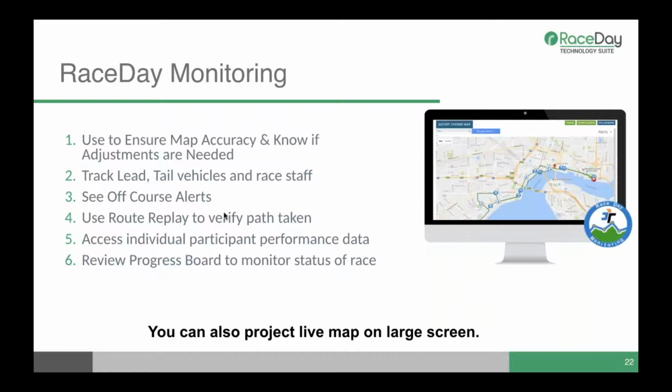And then with monitoring, you can see off-course alerts. You can use route replay to verify the participants have run the correct path, and then you can access the individual participant performance data. And then you can review the progress board to monitor the status of the race.